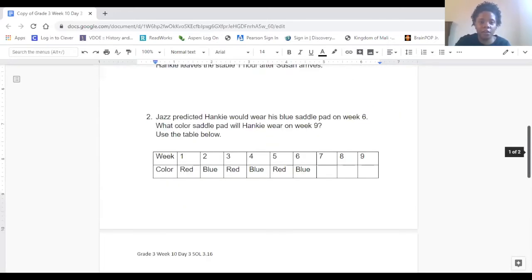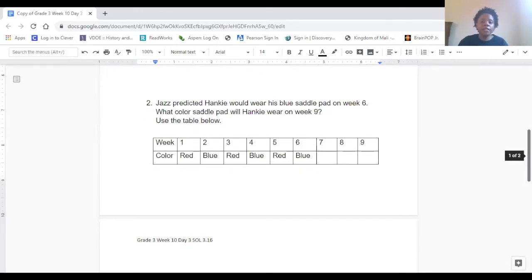Our second solve it. Jazz predicted Hanky would wear his blue saddle pad on week 6. What color saddle pad will Hanky wear on week 9? Use the table below. So here, you're going to pause and you're going to write your answer. Remember to explain your thinking. Once you have your answer, continue the video.